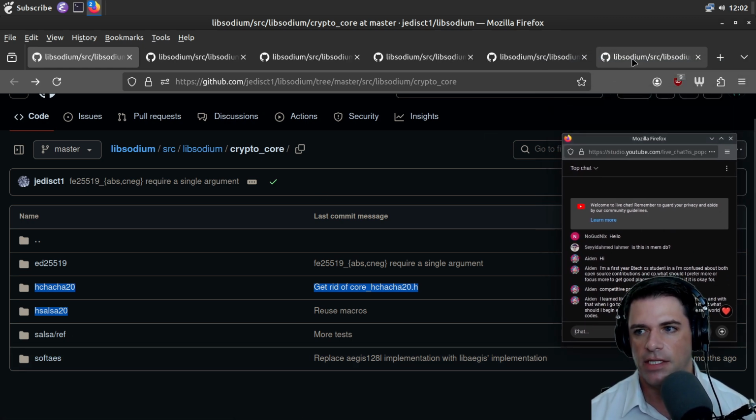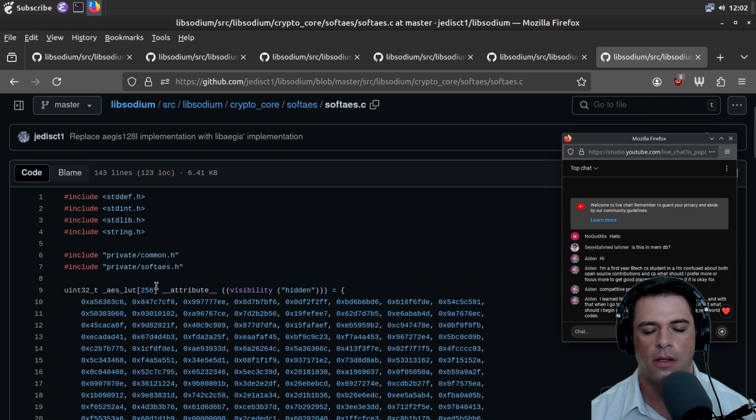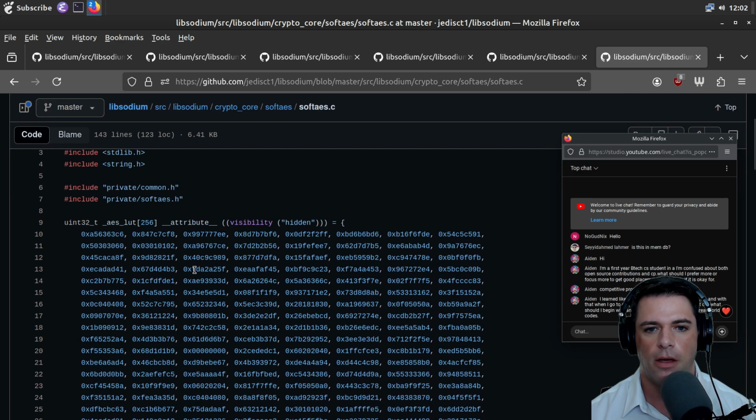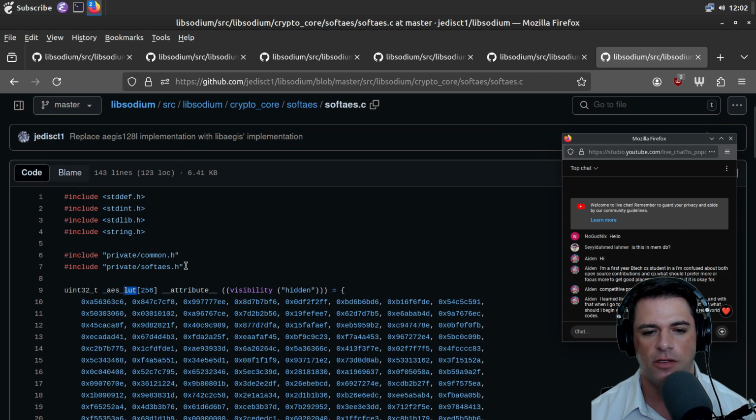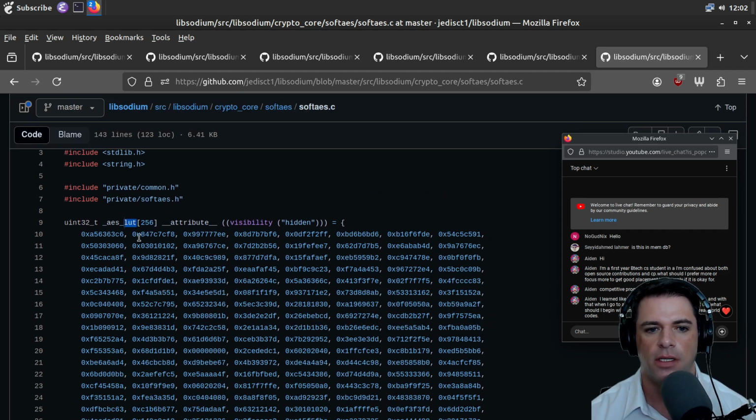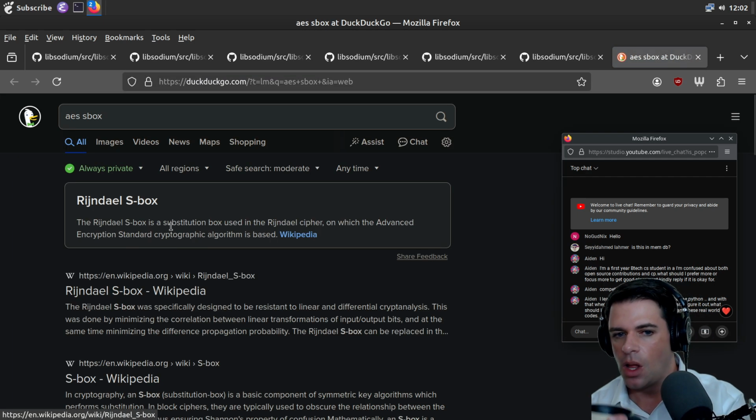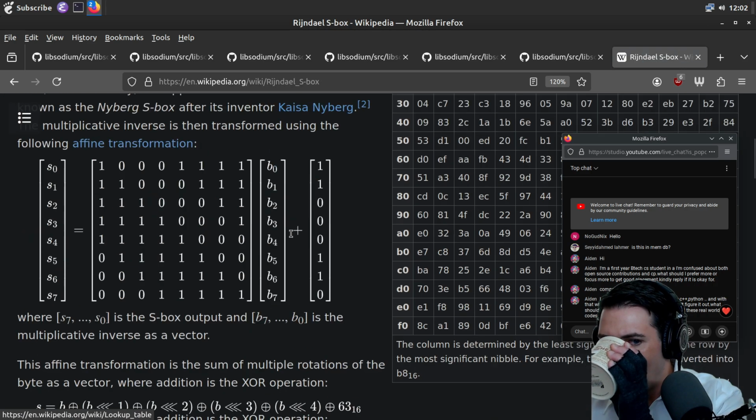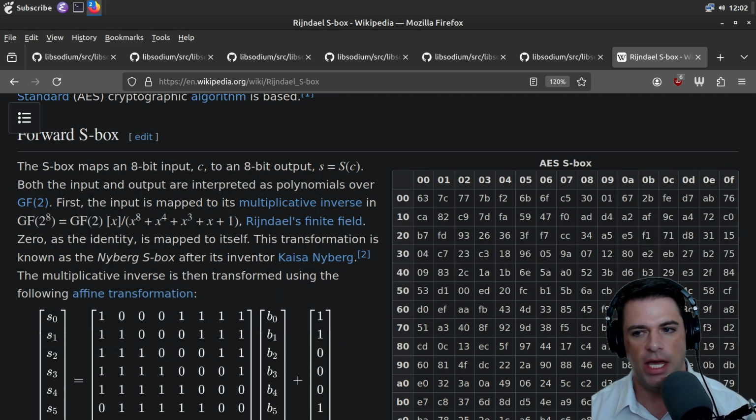I don't know what soft AES is, but let's take a look. Okay, so we have AES LUT. I keep forgetting what LUT is. Lookup table. And I think these are the AES constants. So here's the AES S-box.